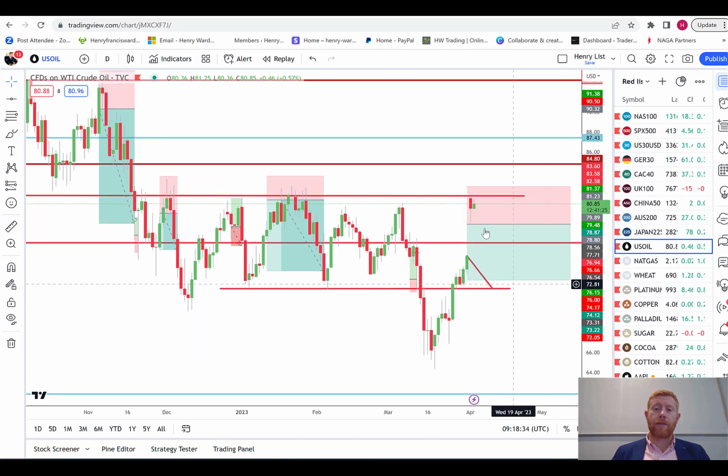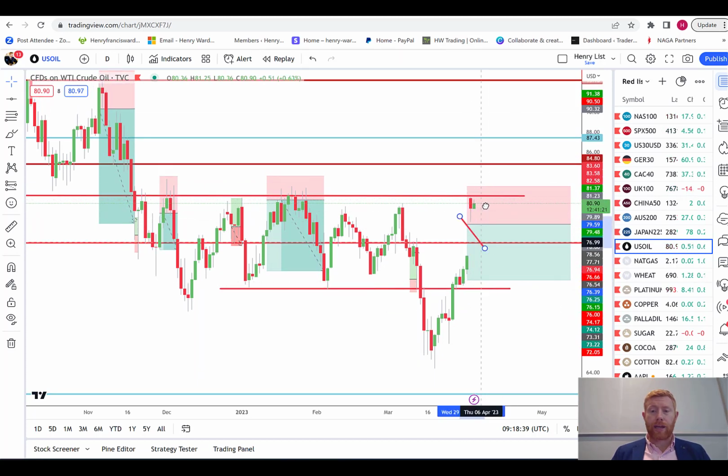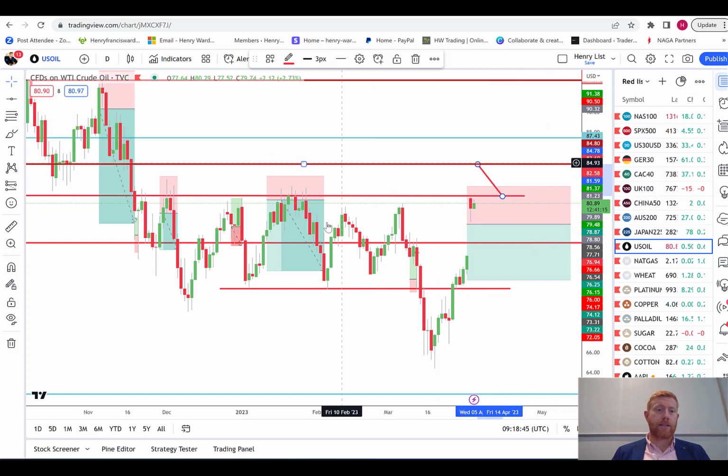Also, there is a little bit of momentum to the upside. So ideally, I would like this to break and retest. I'd like that to go up, retest here, and then I'll be looking at that as a long.